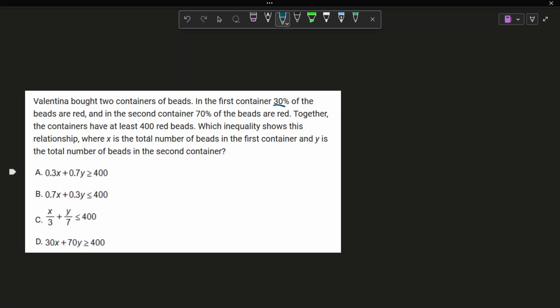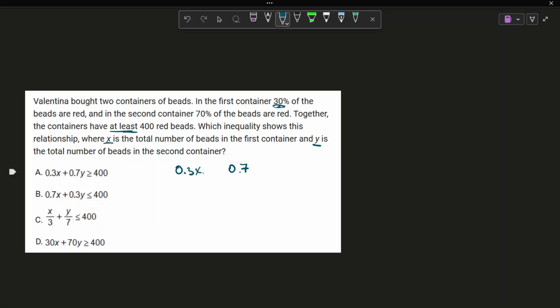And in total, there are at least 400 red beads. And at least is a key word here. That's what's indicating to you that it's an inequality. So this can be written as 0.3, and this can be written as 0.7 in decimal form. And here we're given that the first container can be denoted as x, and the second container can be denoted as y. So all we really have to do is attach this one with x because this is the first container, and the 70% with the y because that's the second container.